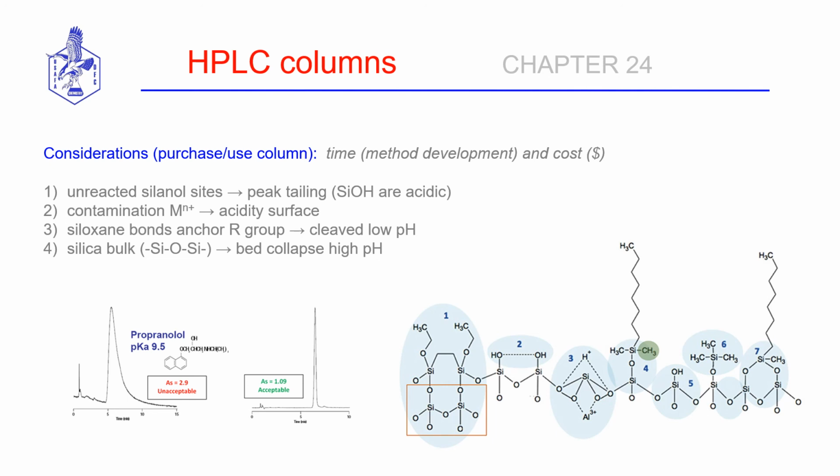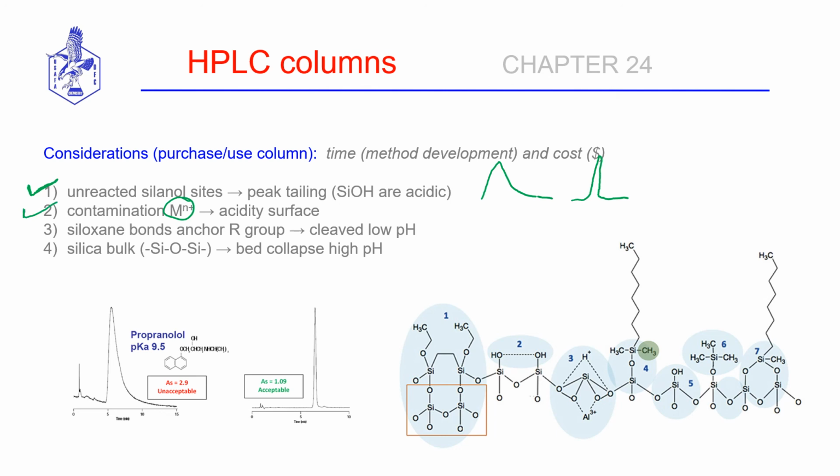One thing to be aware of is when we choose our column, once again, how many unreacted silanol sites are on that column. Those are acidic in nature, so they're going to catch any components that are basic in nature, and once again, a lot of pharmaceuticals are basic in nature. That's going to lead to undesirable peak tailing, where our peaks look like this instead of looking like this, and that's going to limit our resolution. The next thing that can contribute to the acidity is if there's contamination by metal ions on the surface.